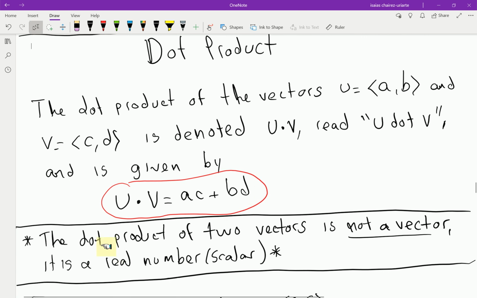Notice that the dot product of two vectors is no longer a vector. The output of the dot product is not a vector. It's a real number. It's a scalar. Earlier, when we added vectors, the result was another vector. Now, if you do the dot product between two vectors, the result is no longer a vector. This ac plus bd thing is just a number. It's just a scalar. So just be aware of that.